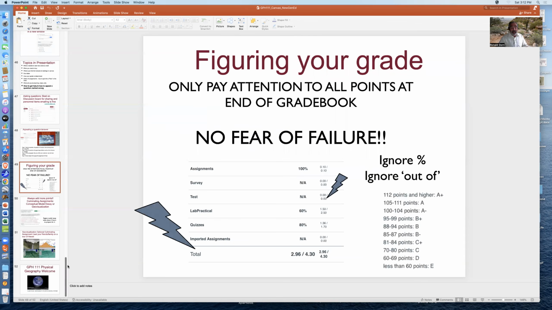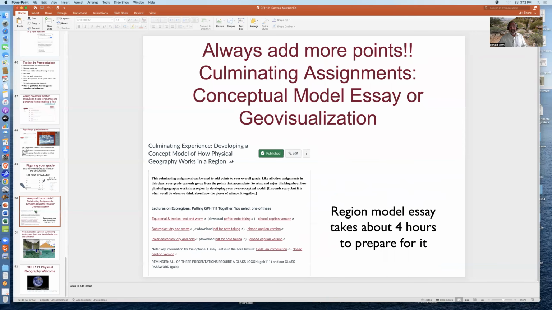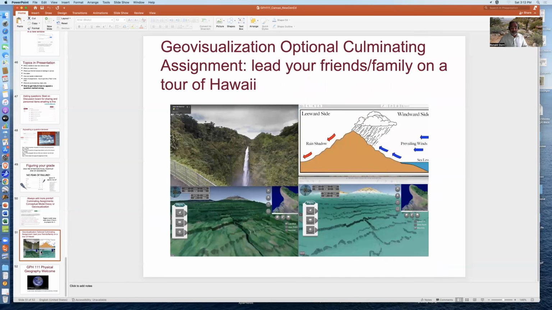I want to emphasize before I close that figuring your grade is super easy. Compare your point total to the points in class. Only pay attention to the points in the grade book, nothing else, no percentages, no out of. I don't want you to have a fear of failure. The grade should be under your control. Even if you were to finish all the quizzes and all of the lab practicals and you still didn't have enough points to earn an A plus, you can work on culminating assessments and earn more points this way.